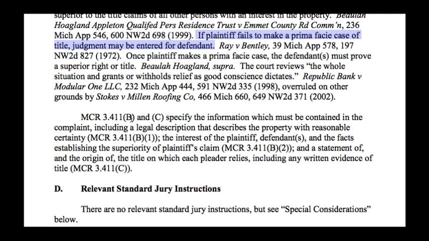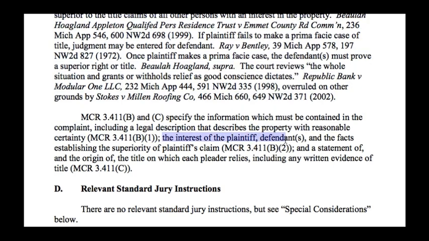Michigan Code Revised, whatever, and this specifies the information which must be contained in the complaint, including a legal description. So that's one. It describes the property, the interest of the plaintiff, which would be your grant deed or your warranty deed. So here's the elements. You can see them here if you look closely. It's saying you have to have a legal description that describes the property with reasonable certainty. So that's why you're going to say the land located at, and you're going to have a legal description as one of the exhibits in your quiet title action.